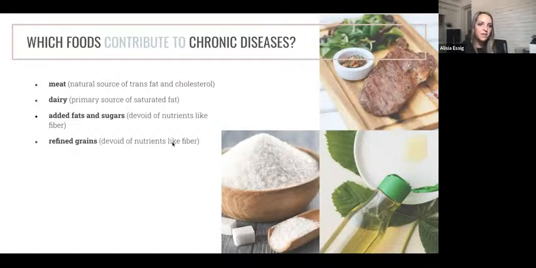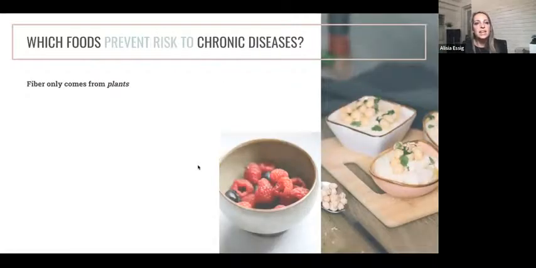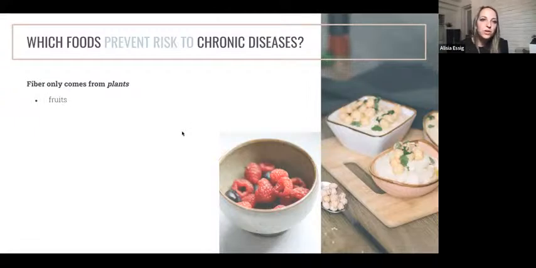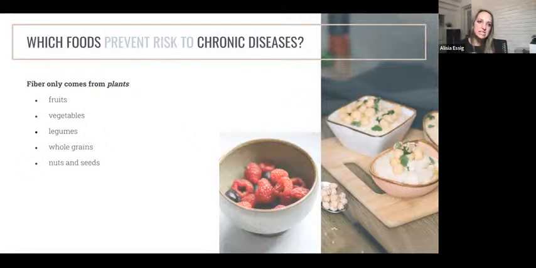We're not eating enough fiber, and refined grains are devoid of nutrients like fiber, right? So same thing there. And fiber actually only comes from plants, not just the fiber one bars, but from plants. So we need to be eating more plants, more fruits, more vegetables, more legumes, more whole grains, more nuts and seeds. That's where fiber comes from. And again, only about 3 to 5% of Americans are even getting enough fiber every day. And that number is closer to about 20, 25 grams of fiber if you're a woman, or 35 grams of fiber if you're a man.